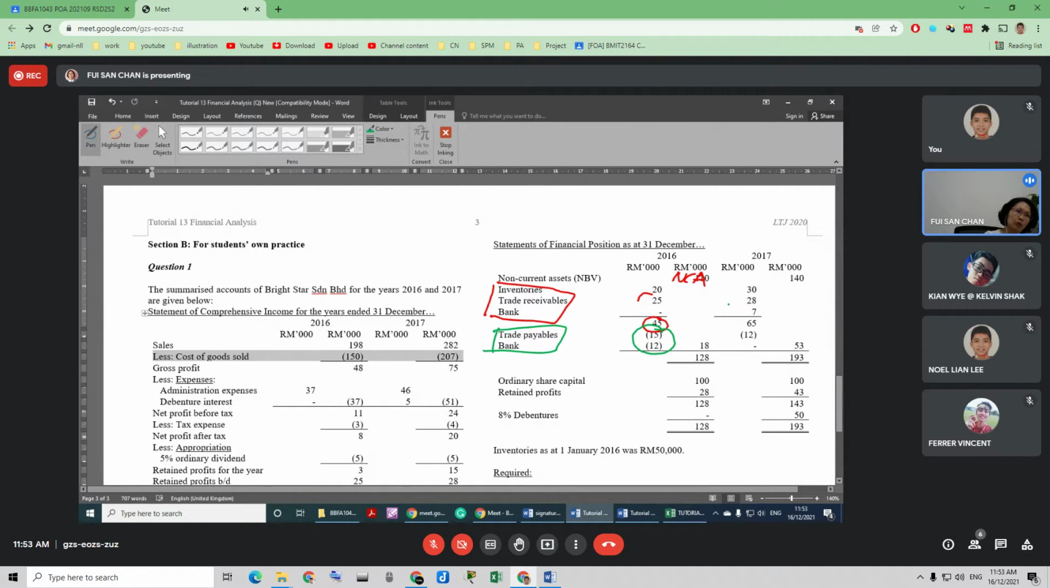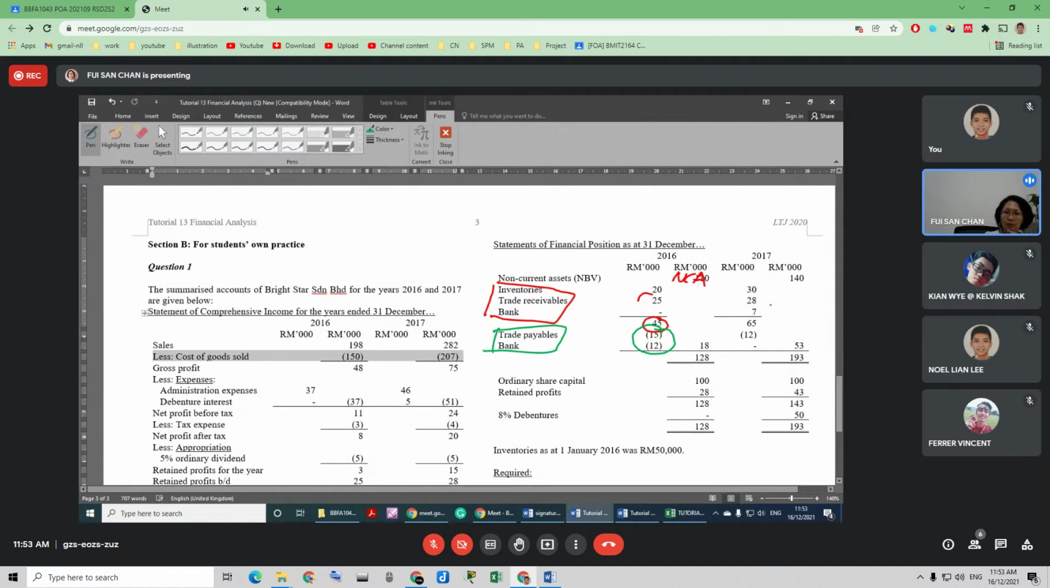If it's too high, like 5.4 is too high, why do I say it's not good? Your inventory, why do you hold so much inventory? It could be inventory you cannot sell. Part of this inventory, maybe you can't even sell. You are making a loss.